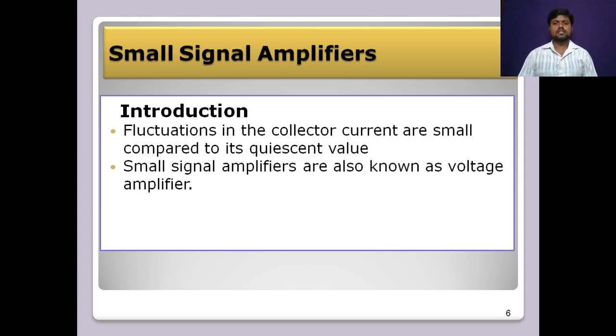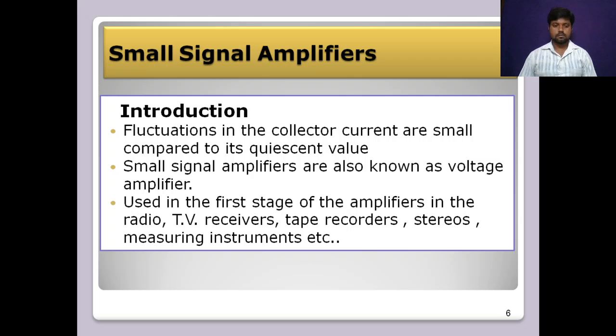Small signal amplifiers are also known as voltage amplifiers, which means they increase the voltage level. If you give an input in millivolts, you get the output in volts. These small signal amplifiers are mostly used in the first stage of amplifiers. That means we are not going to use a single amplifier; there are a number of stages, and the first stage consists of small signal amplifiers. All these are used in radios, television receivers, tape recorders, stereo systems, and measuring instruments.